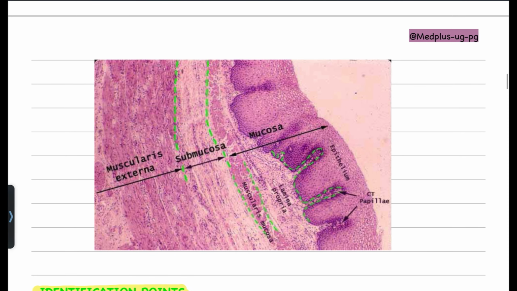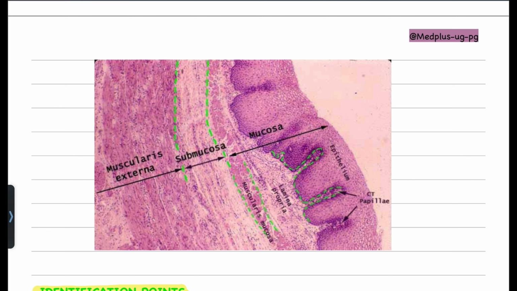So now we will identify it in the microscopic view. As we can see, there is an epithelium which has multiple layers of cells. So it is a stratified squamous epithelium and it does not have any grooves. So easily we can identify it is an esophagus. And other than that, we can identify it by looking at the 4 different layers of the GIT.